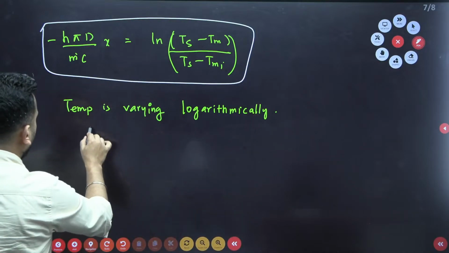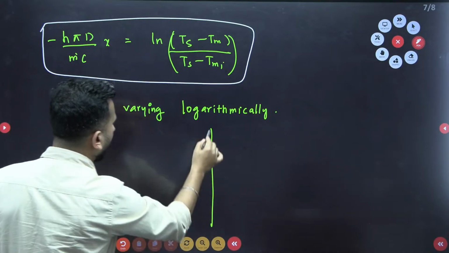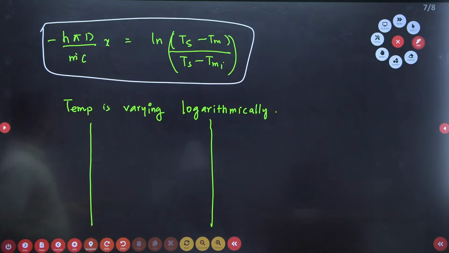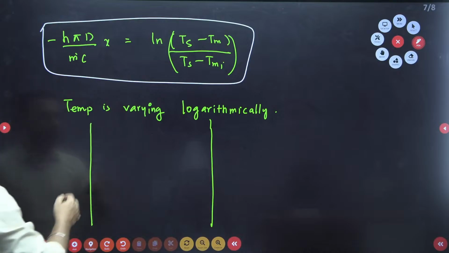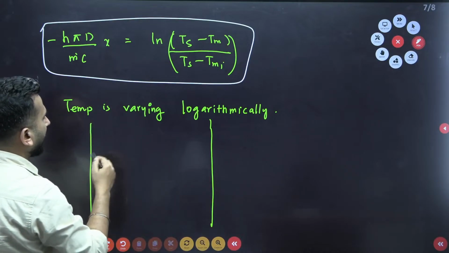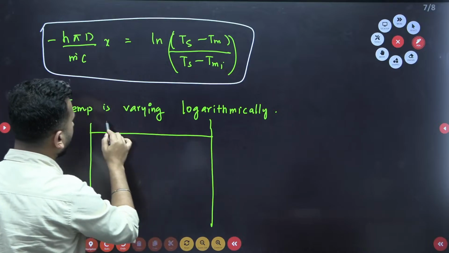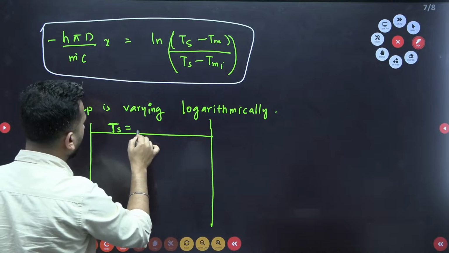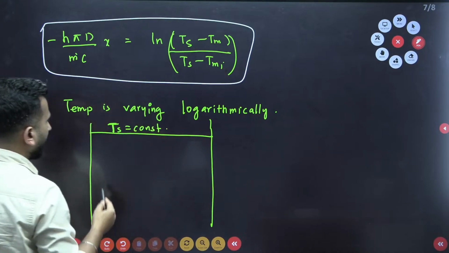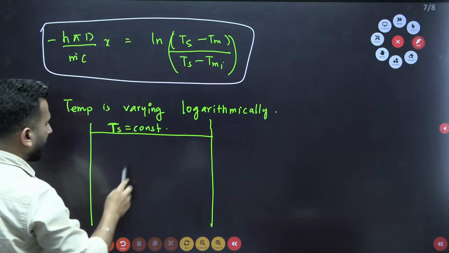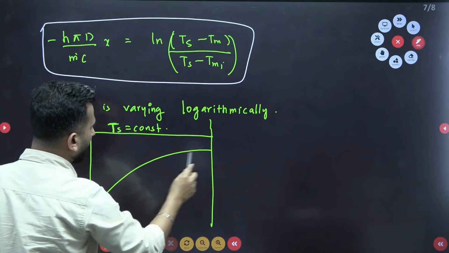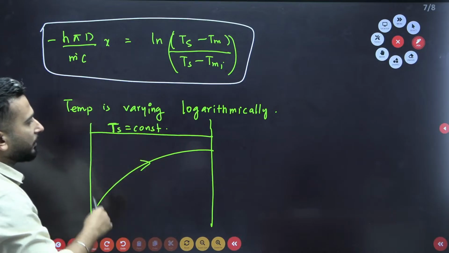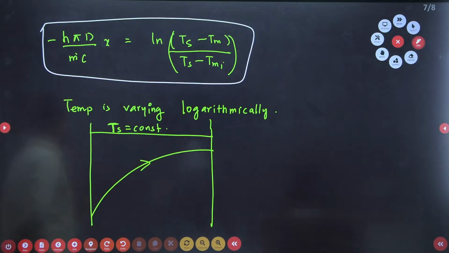Logarithmically. So if I have to plot the Ts and Tm, how will I plot? So I can say that Ts is constant. So how is Tm varying? Tm is varying in logarithmic fashion. So it will be something like this. Ts is constant and Tm is varying in a logarithmic fashion. So I will represent it in this way.